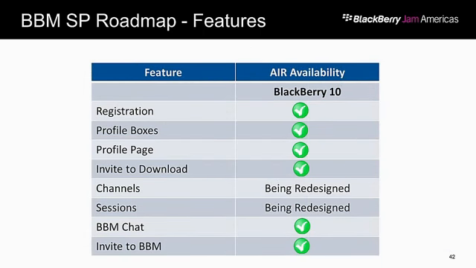I mentioned we had a new set of APIs for Air. So this is also going to support what you can do in a native BlackBerry application. So you have support for the registration process, profile boxes, profile page, invite to download, BBM chats, and invite to BBM. So essentially anything you can do in a native application, you can now do in an Air application when it comes to using the BBM social platform APIs. And these were just made available in the Air SDK update that went out this week. So you can go download that and add these to your application if you've got an Air application created.